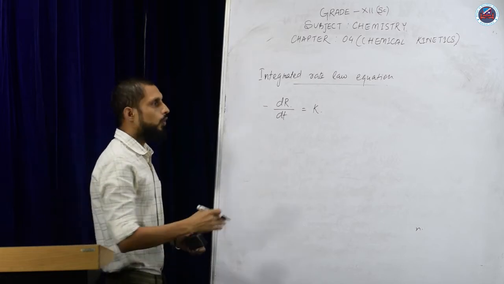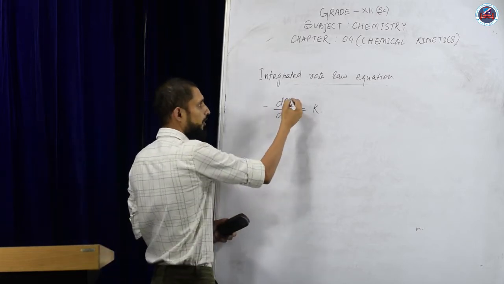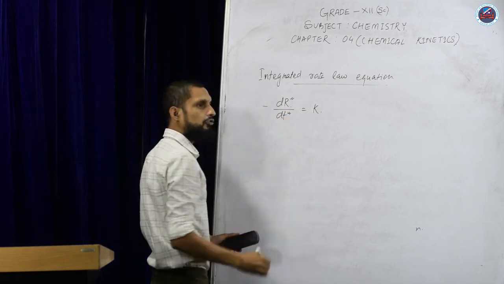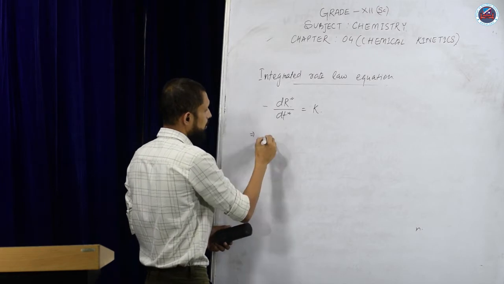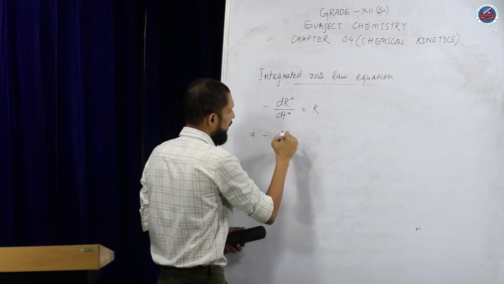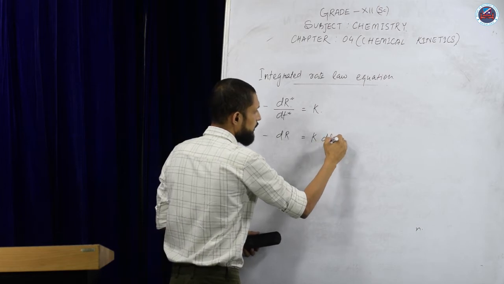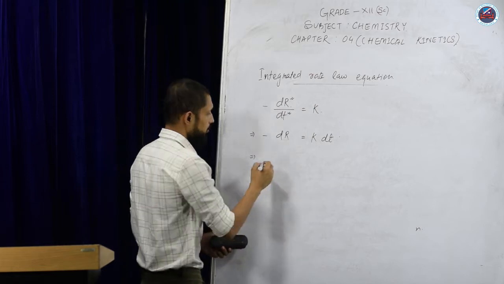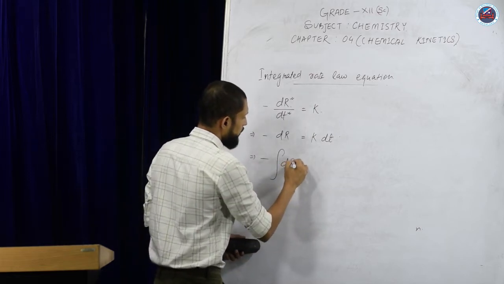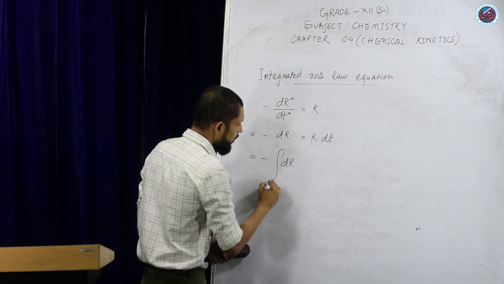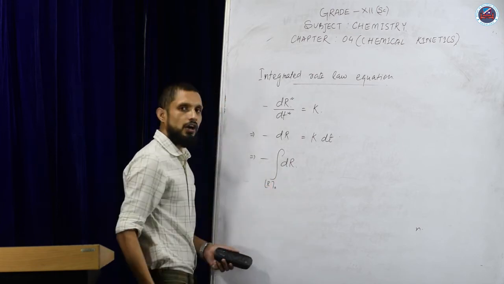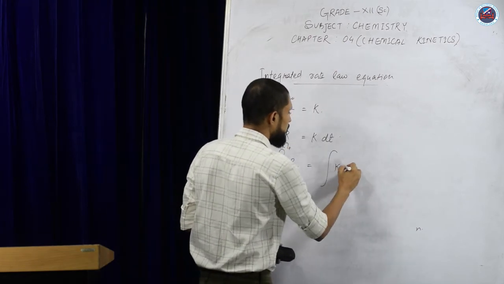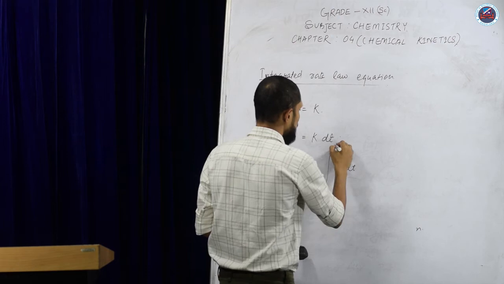In the next step, we'll separate the variables. So what are the variables here? R, that is reactant, and time t. So we'll separate the variables. Minus dR equal to K dt. Next, we'll do integration. Integration of reactant dR from concentration of reactant R0 to RT is equal to integration of K dt from 0 to T.